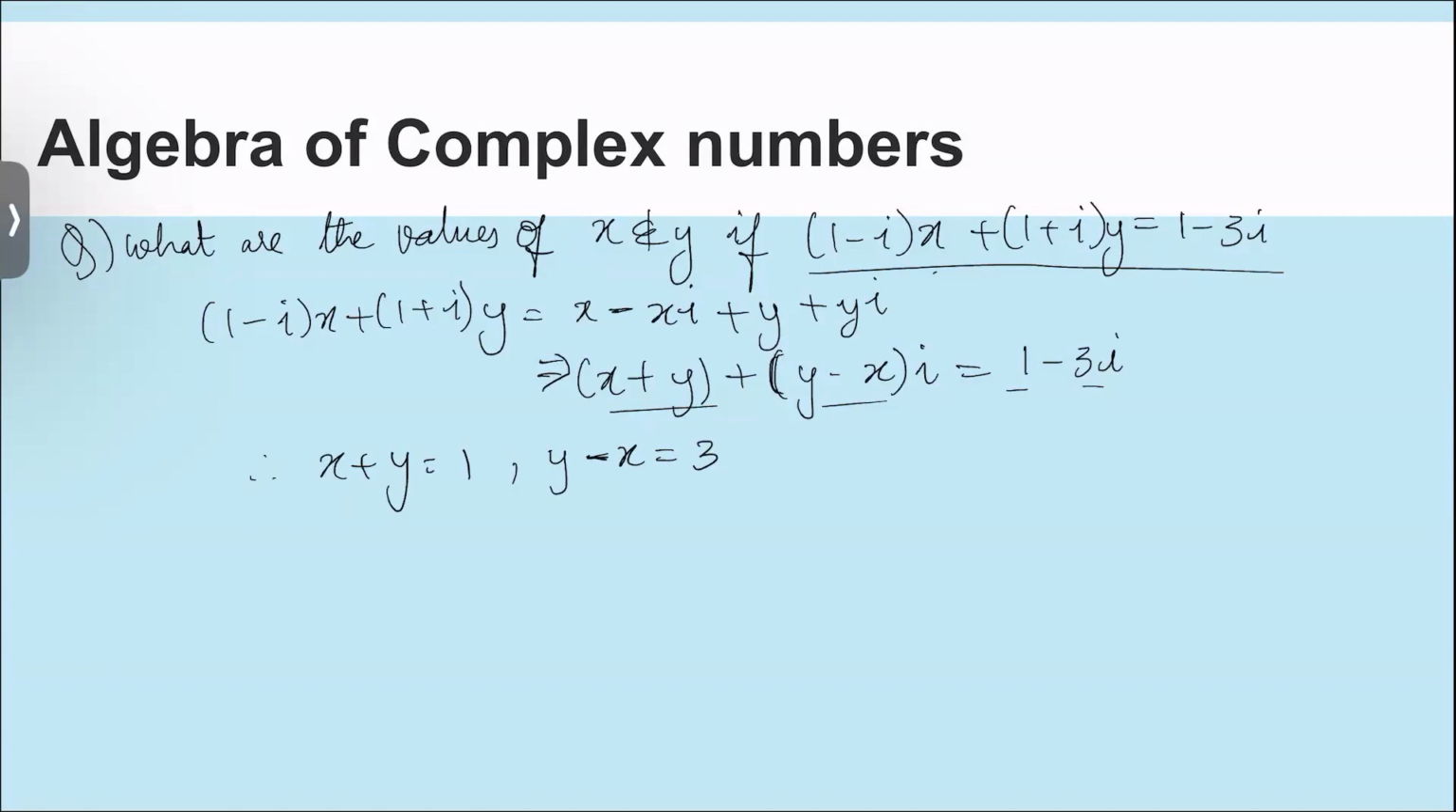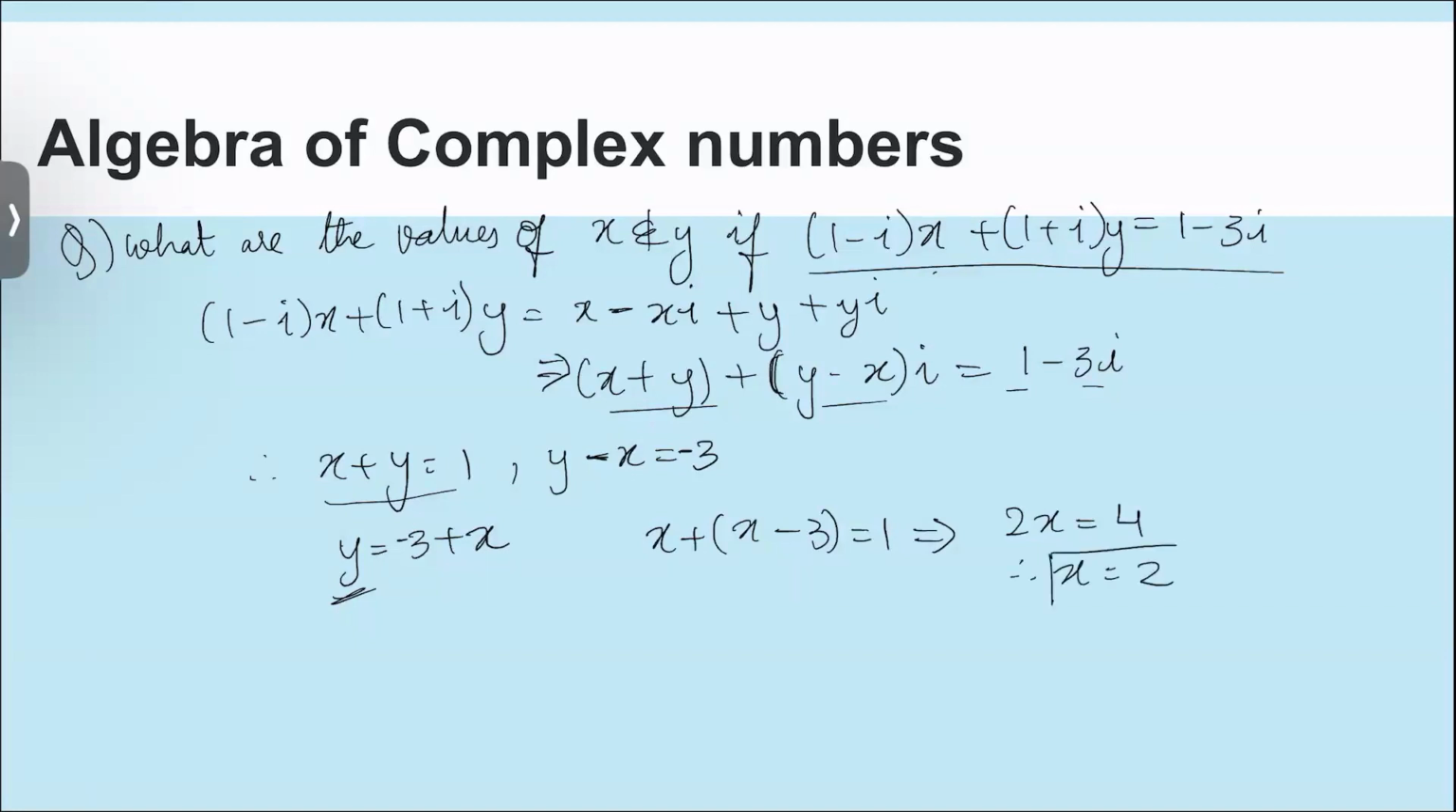Now we will try to substitute, and probably we'll first start with substituting for y. So y is equal to 3 plus x, sorry, this is minus 3. So minus 3 plus x. Now we substitute for y in this equation. So x plus, in the place of y, we write x minus 3 is equal to 1. So that will give us 2x is equal to 4. Therefore x is equal to 2. So we found the value of x.